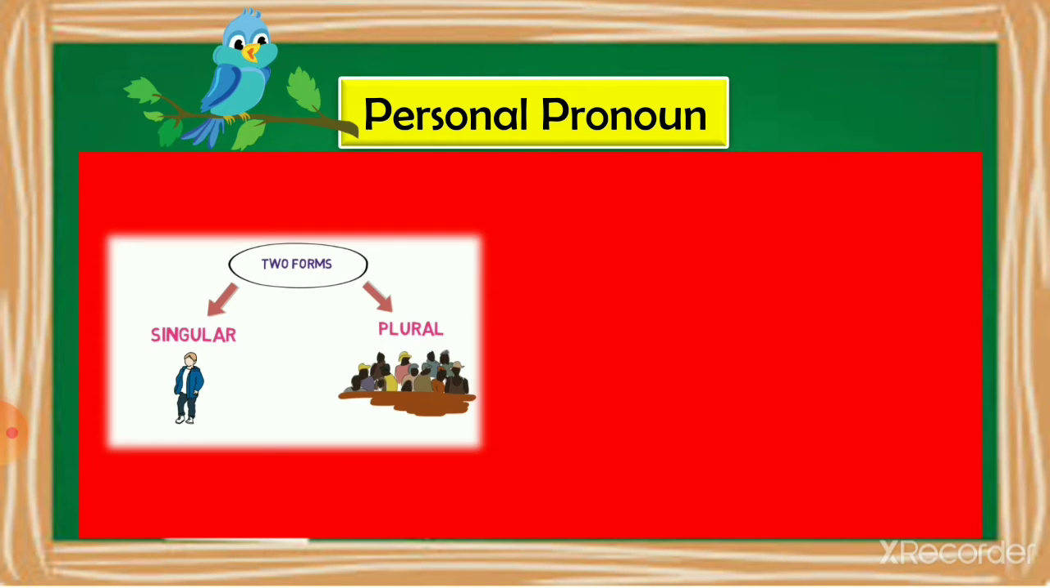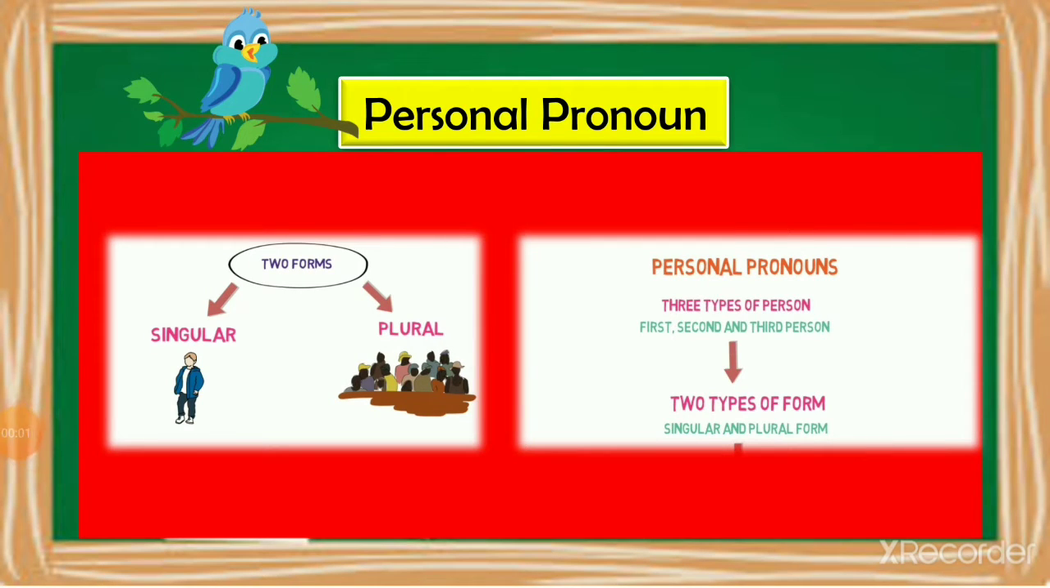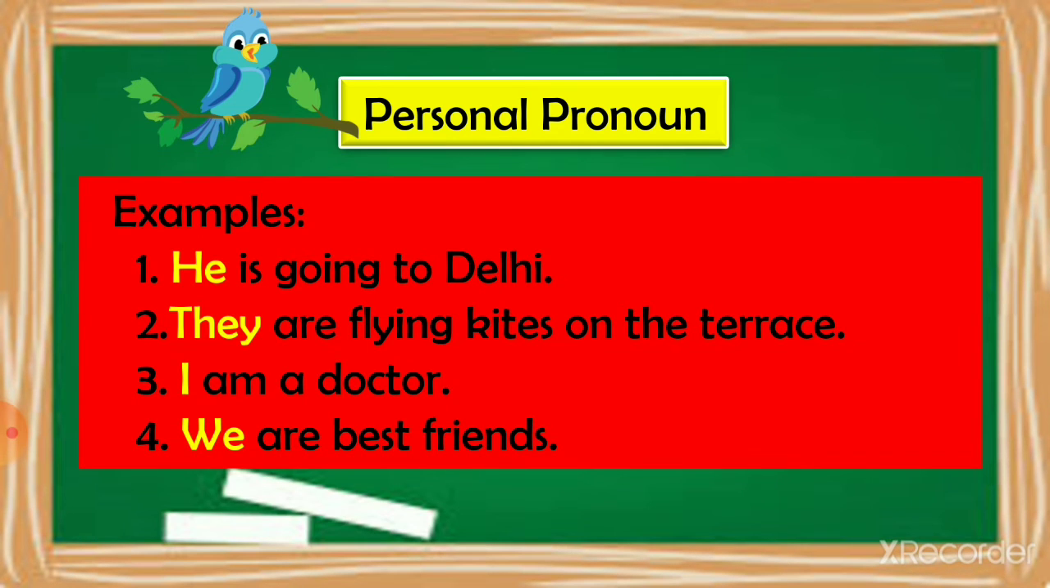Let us see some examples. Personal pronouns have two forms, singular and plural. Therefore, personal pronouns are of three types: first person, second person, and third person, and they have two forms, singular and plural. Examples of personal pronouns: He is going to Delhi. They are flying kites on the terrace. I am a doctor. We are best friends. Here, he, they, I, we are examples of personal pronouns.